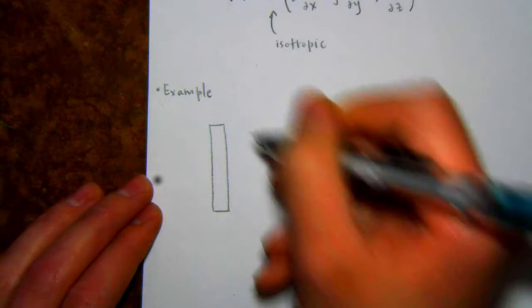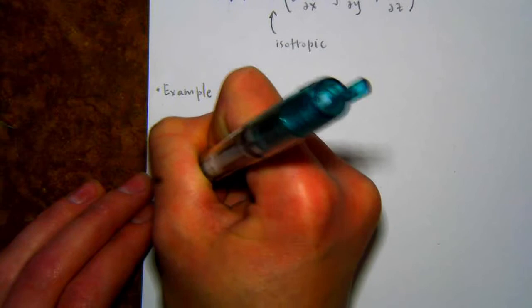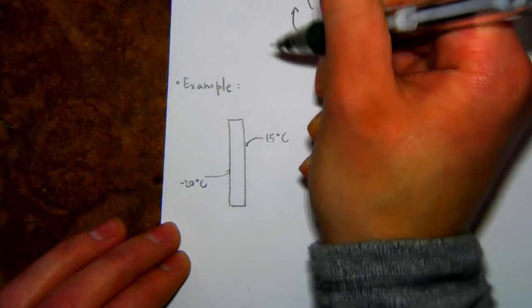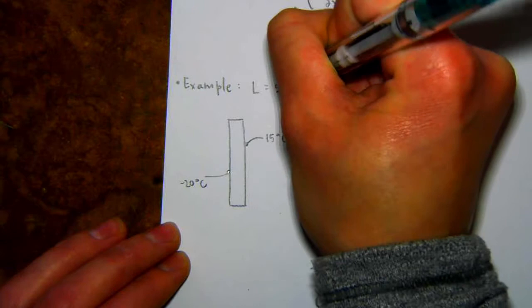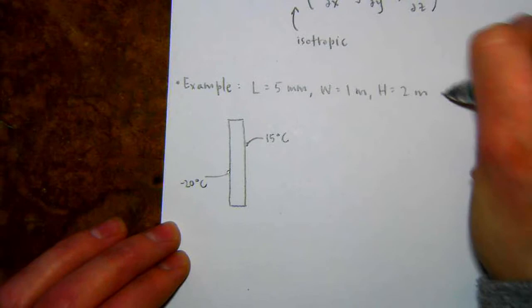This side of it is 15 degrees Celsius, the inside of a room. This side is negative 20. It's a cold day. We've got, let's say our thickness, which I'm going to represent as L, is 5 millimeters. The width of the window is 1 meter, and then it is 2 meters tall. We know the thermal conductivity of glass. It's 1.4 watts per meter K.